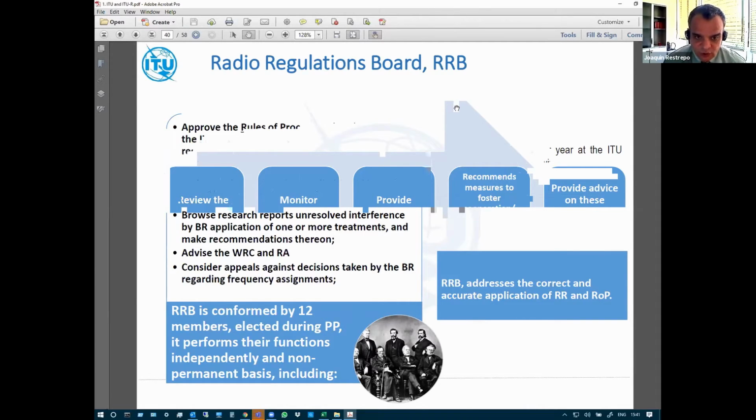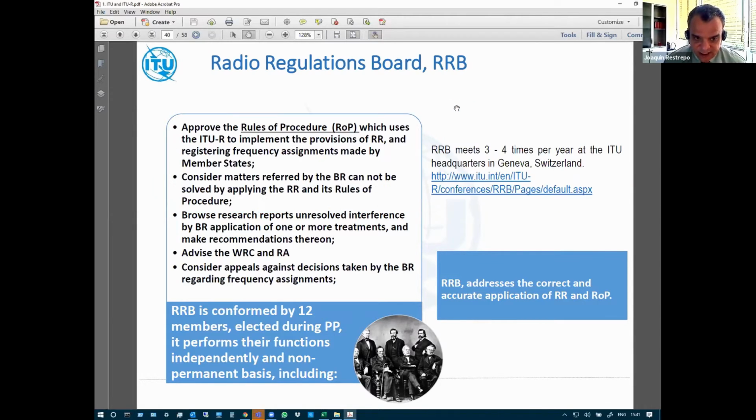It uses the ITU-R to implement the provisions of the Radio Regulations, registering the frequency assignments, considering matters referred by the BR that cannot be solved by applying the Radio Regulations, reporting on research into resolving interference by the BR, applying one or more treatments, and making recommendations, advising the WRCs and the Radio Assemblies, and considering appeals against decisions taken by the BR regarding frequency assignments.